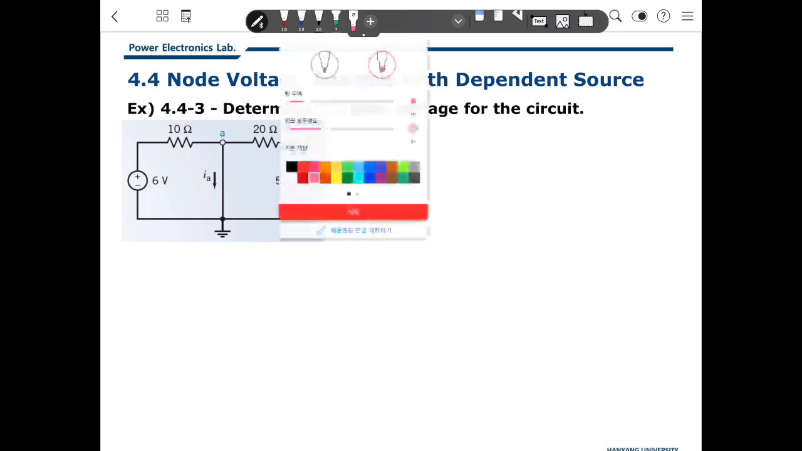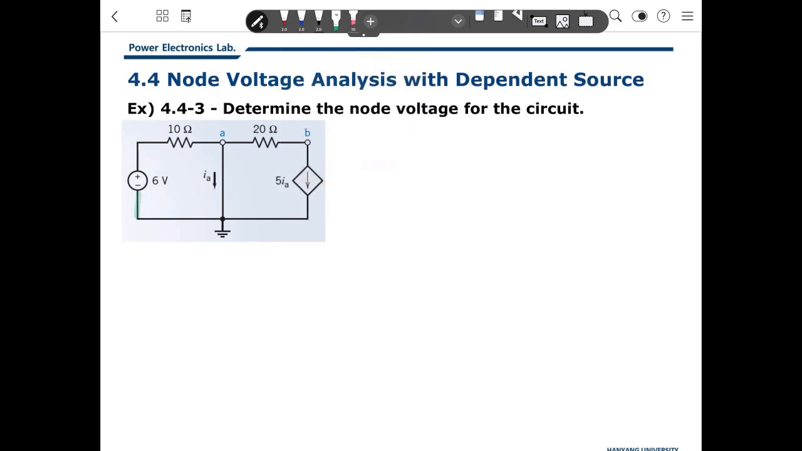At first, I'd like to check how many nodes there are. This is a node. This is a node, and this will be a node. And this will be a node. I mean, how many nodes are there? There are 4 nodes. I'm sorry, it's 3 nodes.